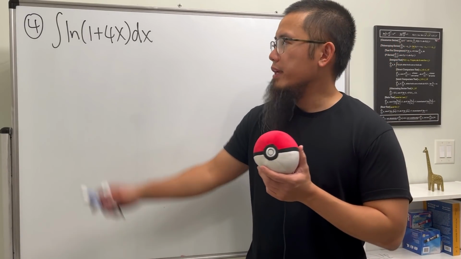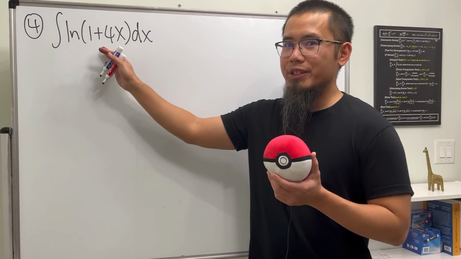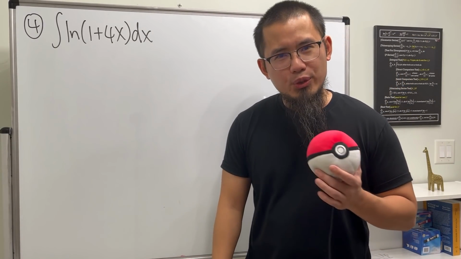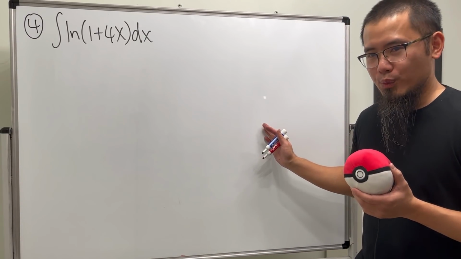Next, we are going to integrate ln of 1 plus 4x. Yes, we can just do the usual integration by parts for this, but do you really want to do integration by parts? I don't think so. Let's just do power series.